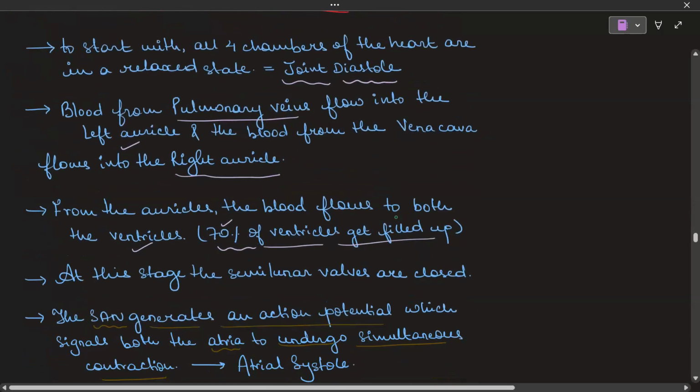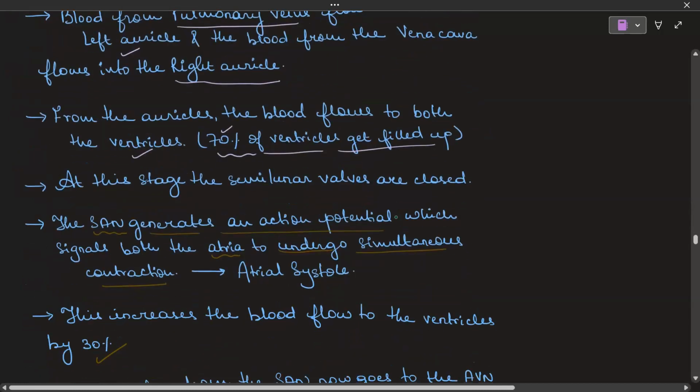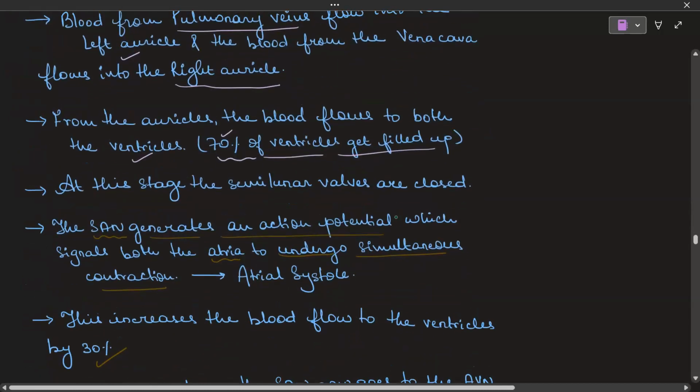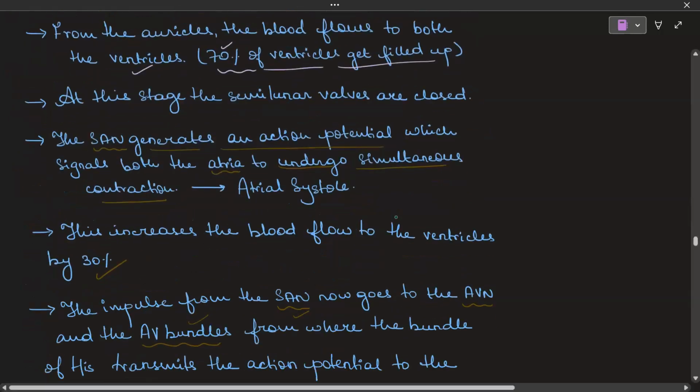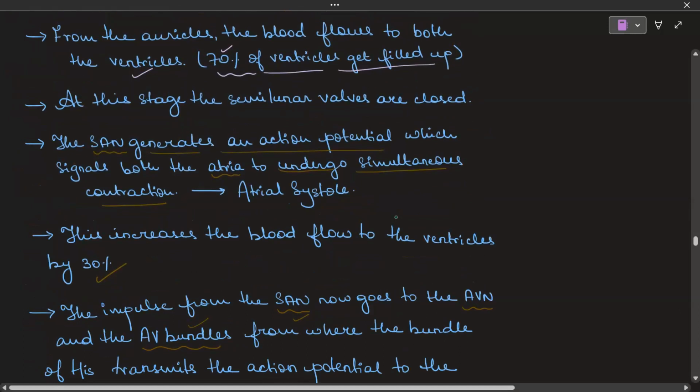Now what will happen? From the auricle the blood will flow to both the ventricles, and then 70% of the ventricles get filled up. Now at this particular stage the semilunar valves are closed. Now the sinoatrial node, the SAN, generates an action potential because of which both the atria undergo simultaneous contraction. Both the atria contract together and this is known as atrial systole.